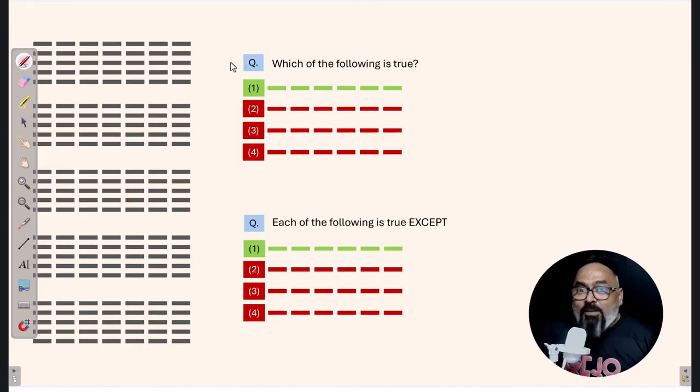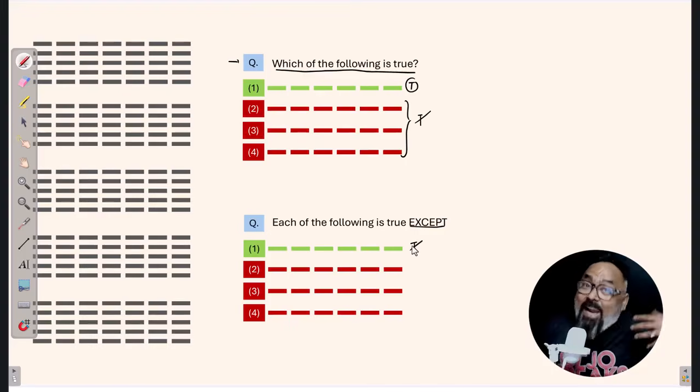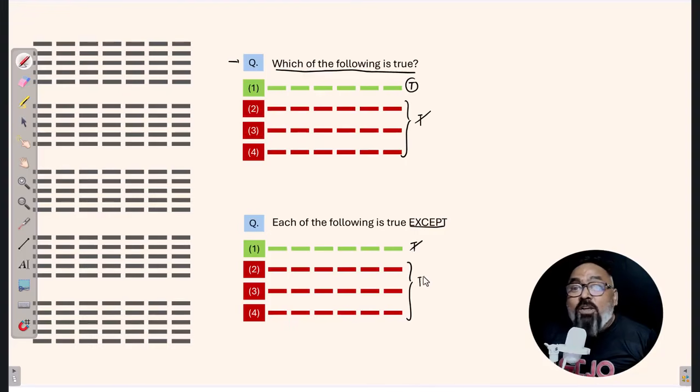The question is framed. 4 options are given. 1 is correct, 3 is wrong. Either the question will be framed something like this: which of the following is the truth? Which means one of the answer choices is the truth. The other 3 answer choices are not the truth. Sometimes it's framed differently: each of the following is true except. The correct answer in this case is not the truth, and the wrong answers are the truth. Whatever it is, we have to differentiate between what is the truth and what is not the truth. That's what we'll have to understand.